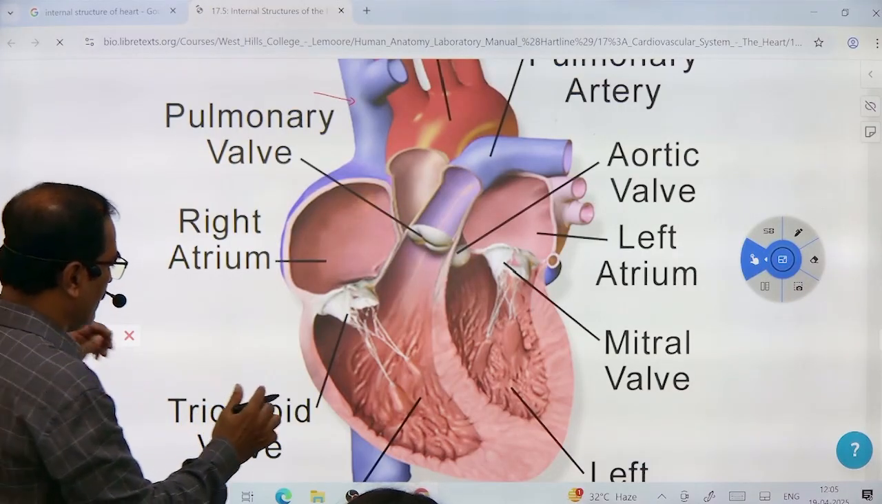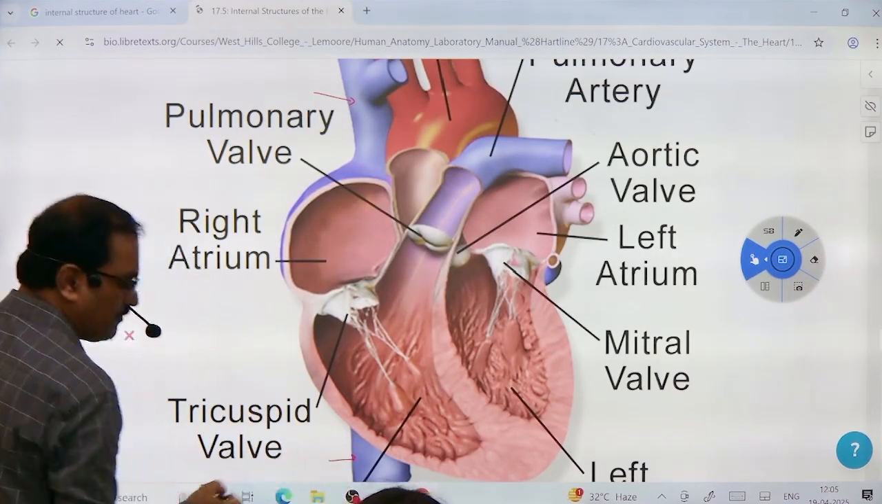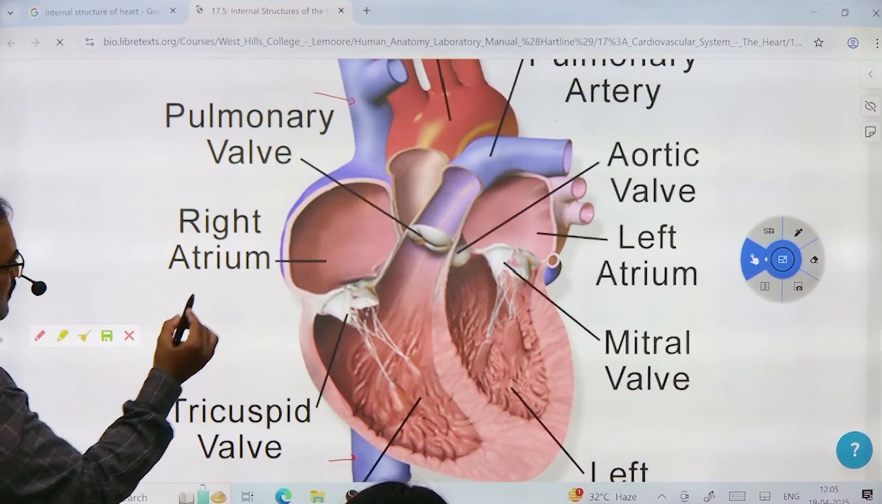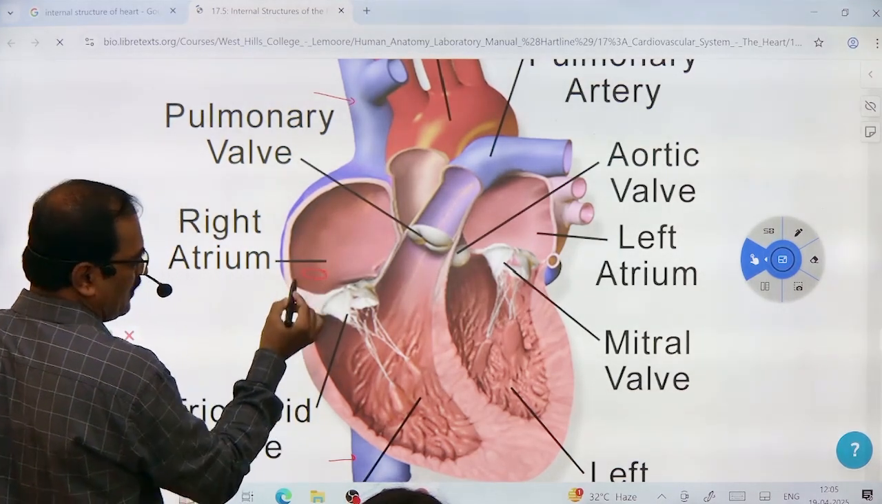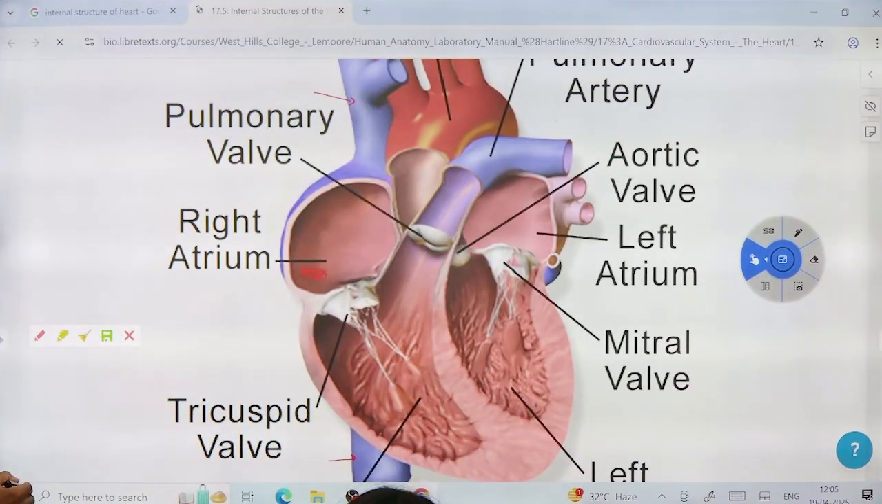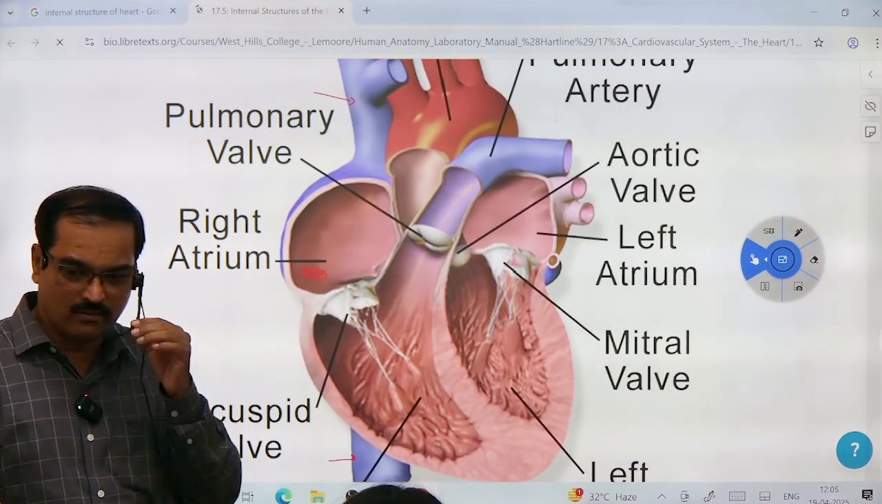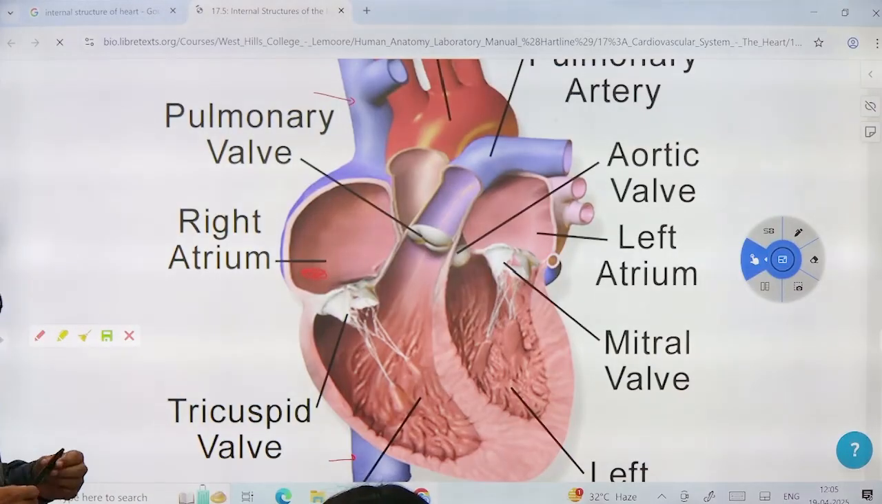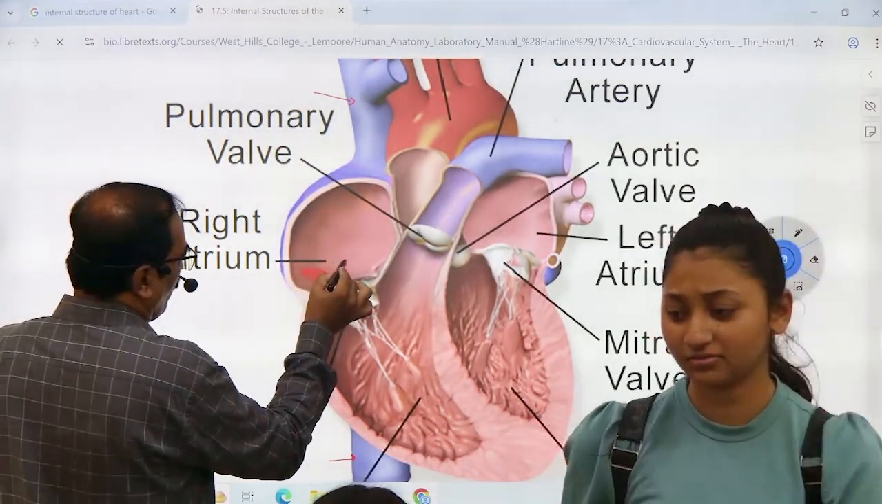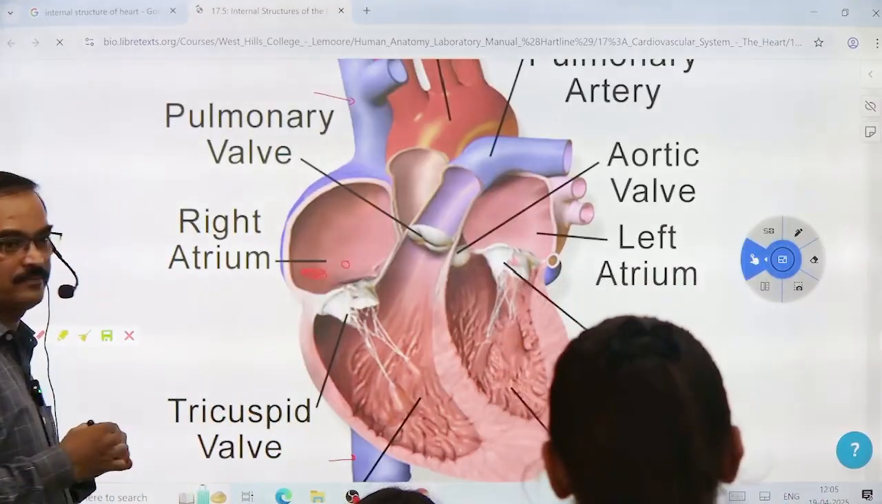Okay. What is this? Function? And one valve is present on its opening. What is the name? If you don't know, you can see in the notes. Eustachian valve. Okay.